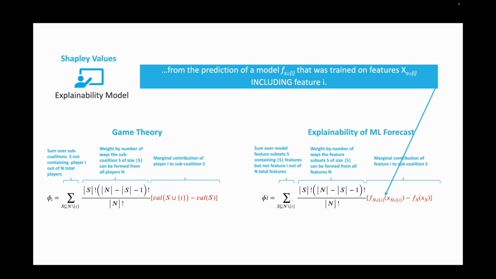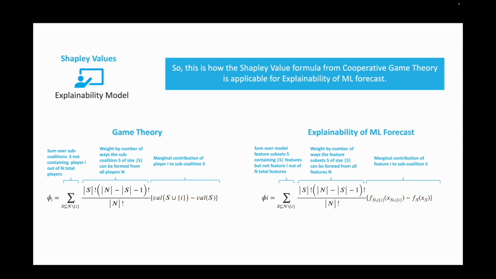So this is how the Shapley value formula from cooperative game theory is applicable for explainability of machine learning forecasts.